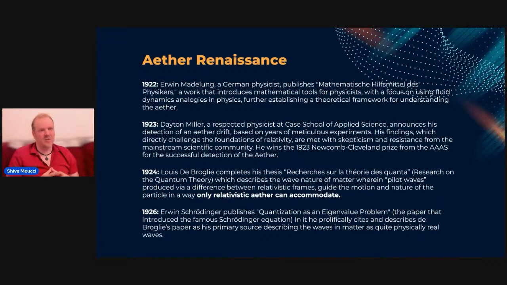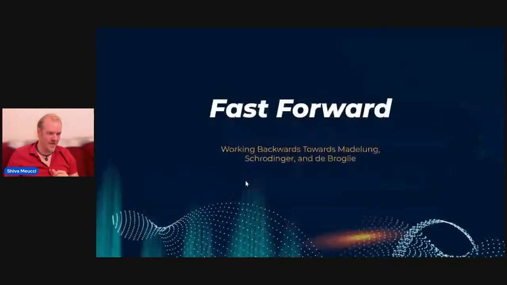In 1926, Schrodinger publishes Quantization as an Eigenvalue Problem, in which he introduces the Schrodinger equation, and in it he prolifically cites and describes de Broglie's papers as a primary source, and he is developing a physical model. In other words, the waves are physically real, which is why the Schrodinger equation actually gives us spherical harmonics. They're roughly equivalent. You'll find that whenever you look at spherical harmonics and whenever you look at our actual electron shells, they are basically the same. So he is going from there.